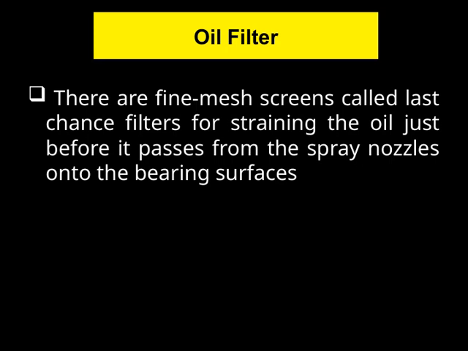Let's take a closer look at the final stage in ensuring clean oil for our bearings. Here, we use fine mesh screens known as last chance filters. These filters are positioned just before the oil passes from the spray nozzles onto the bearing surfaces. The main purpose of these filters is to catch any remaining particles or debris that might have bypassed earlier filtration steps. By doing so, they help prevent contaminants from reaching the bearing surfaces, which is crucial for maintaining smooth operation and prolonging the lifespan of the bearings.